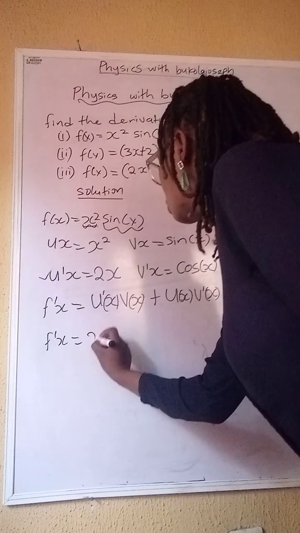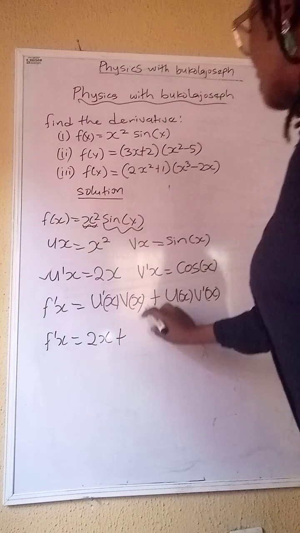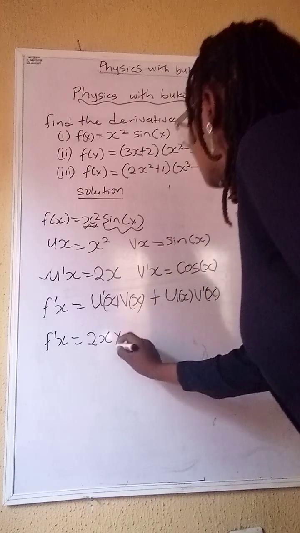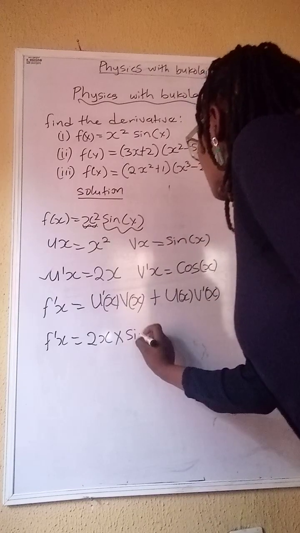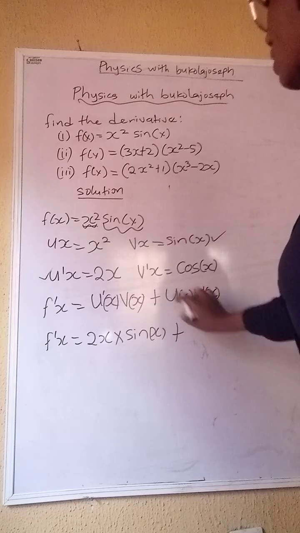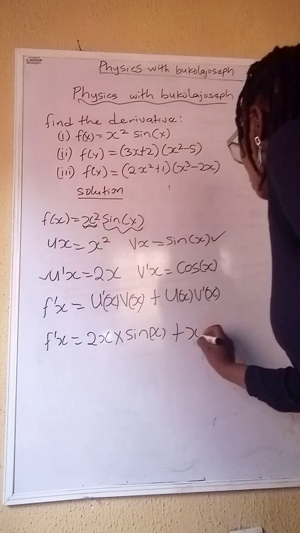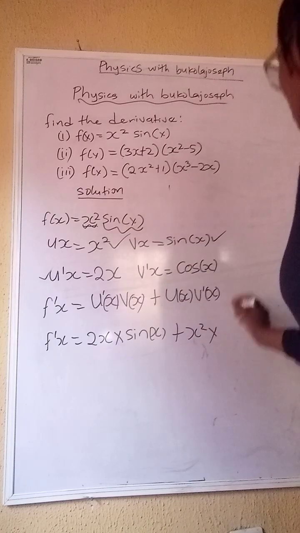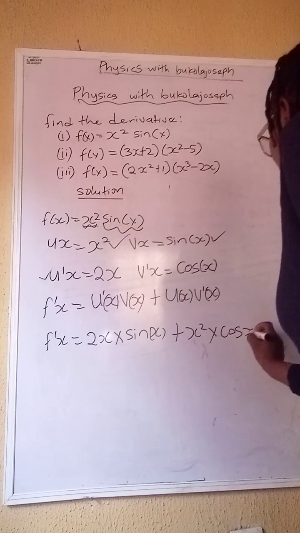So we have 2x. What is v(x)? v(x) is sine, I mean, sorry, it's multiplication, times sine of x. Then plus, what is u? We have used this. What is our u(x)? This is it, x squared, times v prime, we have used this too. v prime is this, right? Cos x.